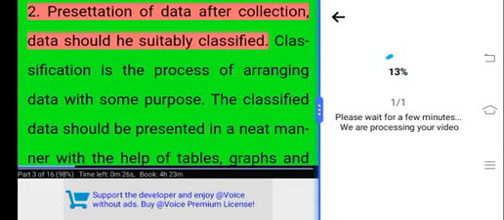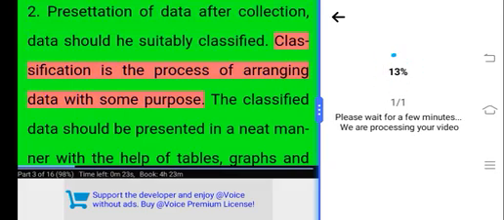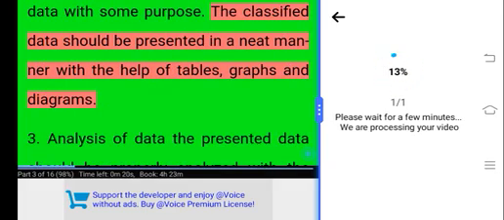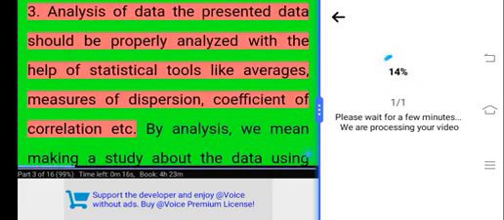2. Presentation of data. After collection, data should be suitably classified. Classification is the process of arranging data with some purpose. Classified data should be presented in a neat manner with the help of tables, graphs and diagrams.